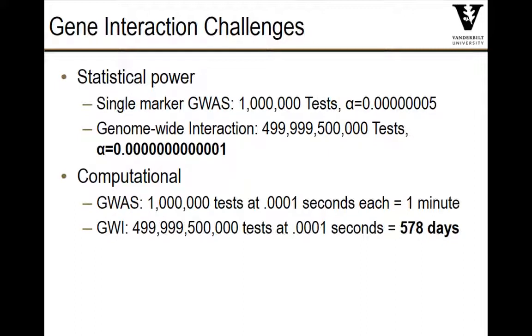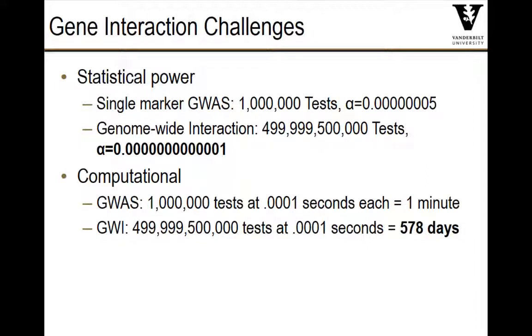So statistical power. We found out that statistical power in GWAS studies is a challenge, right? Our alpha is so incredibly low, and computationally it can take a little time. So how long did it take most people to run a GWAS yesterday? Like how long was your computer running? 30 seconds, a minute, something like that? Yeah. So now if we're talking about gene interactions, all of those things go through the roof.